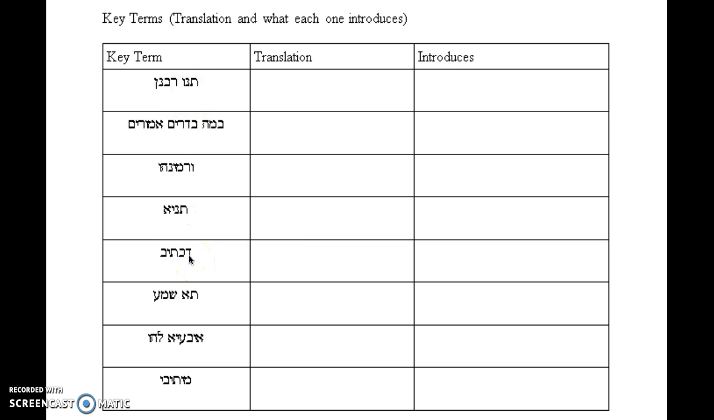The next key term is Dechtiv, as it is written. Dechtiv introduces a Pasuk, because Pasukim are the things that are in the Torah Shebechtav, the things that are officially written.